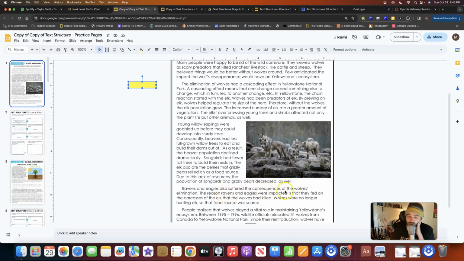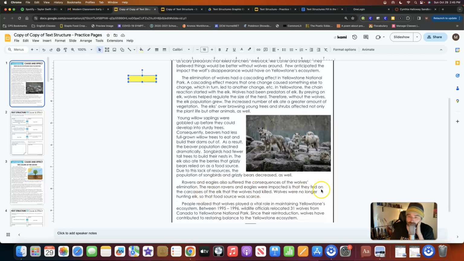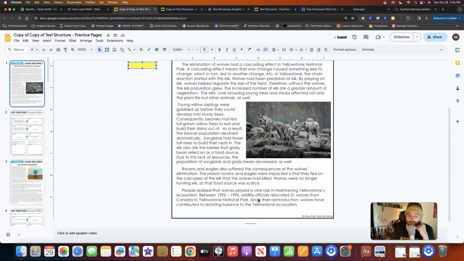Ravens and eagles also suffered the consequences of the wolves' elimination. The reason ravens and eagles were impacted is that they fed on the carcasses of the elk that the wolves had killed. Wolves were no longer hunting elk, so that food source was scarce. People realized that wolves played a vital role in maintaining Yellowstone's ecosystem between 1995 and 1996. Wildlife officials relocated 31 wolves from Canada to Yellowstone National Park. Since their reintroduction, wolves have contributed to restoring balance to the Yellowstone ecosystem.